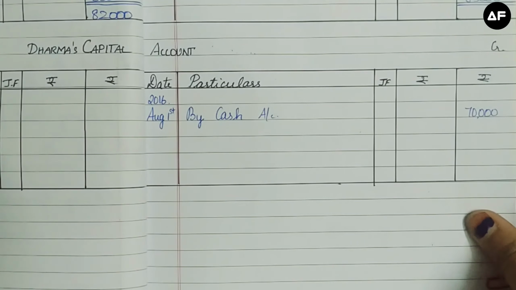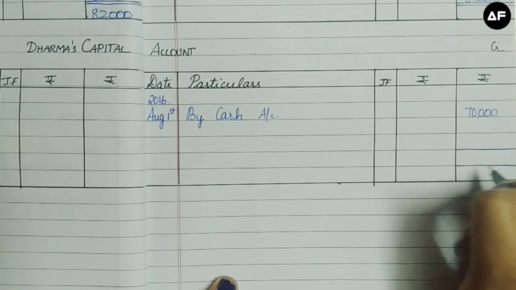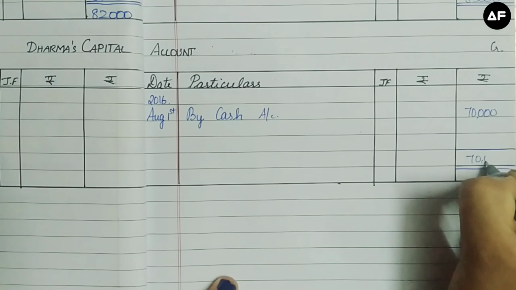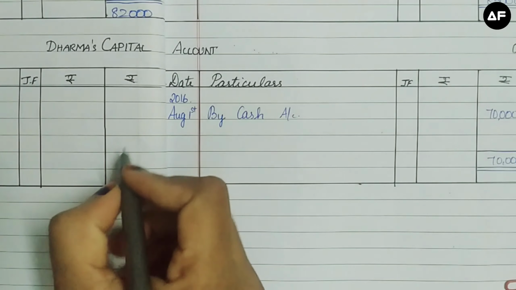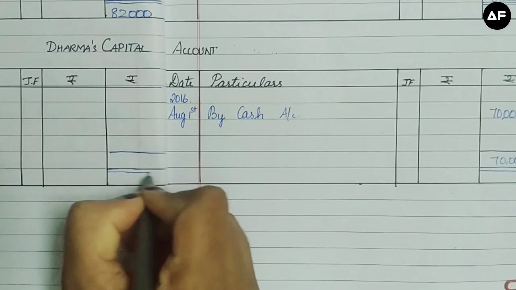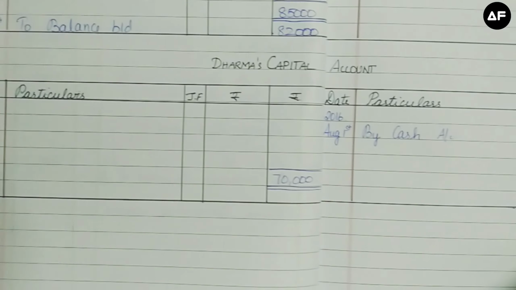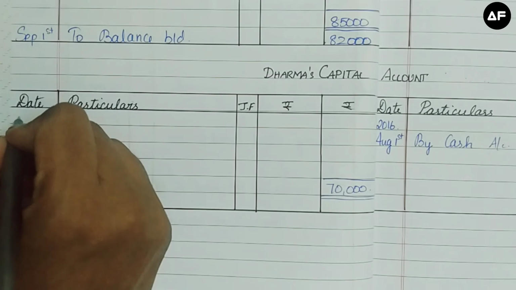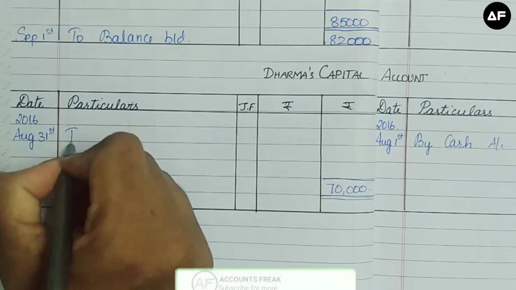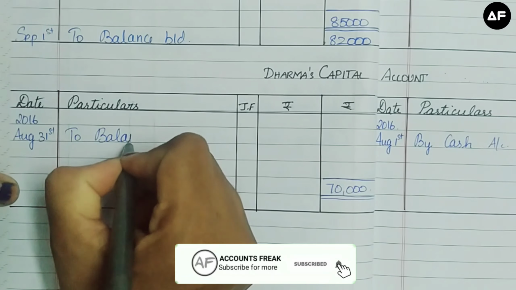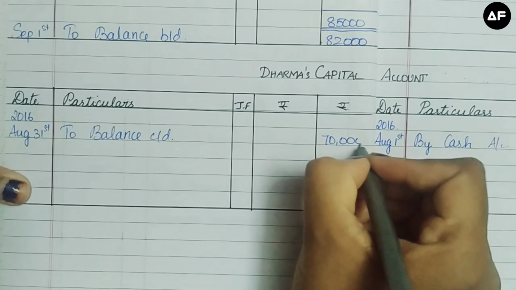So therefore, it is very clear that my greatest total is on the credit side, that is 70,000, and my debit side has nothing. Therefore, I can write this 70,000 as my greatest total on both the sides. So on the same line, I can go to the debit side also and I can record the 70,000 as my greatest total because there is nothing on the debit side. That means it is zero. Therefore, my balance is going to come on the debit side, which has to be recorded on the last date of August. That is going to be to balance carried down. The same 70,000, because 70,000 minus 0 is going to be the same 70,000.